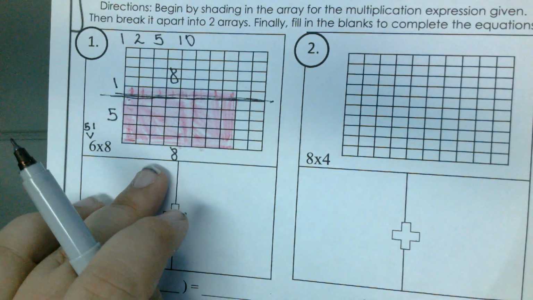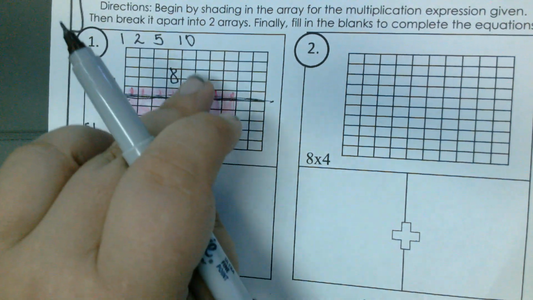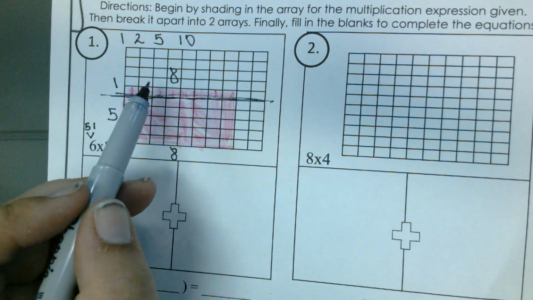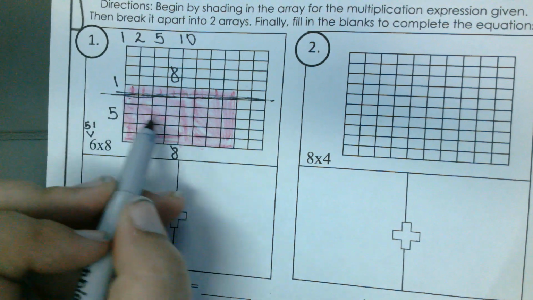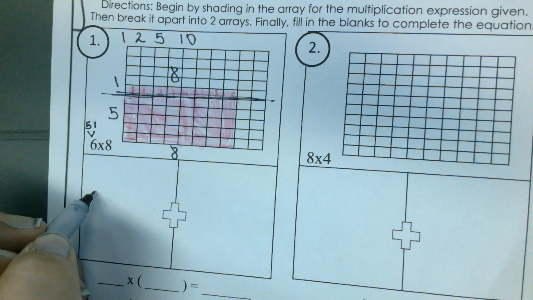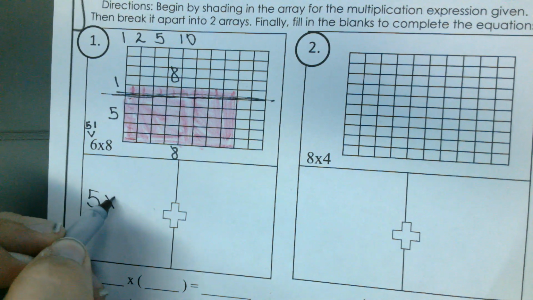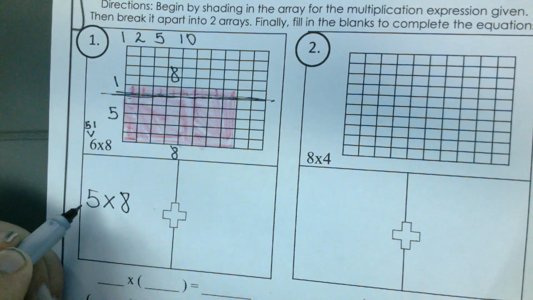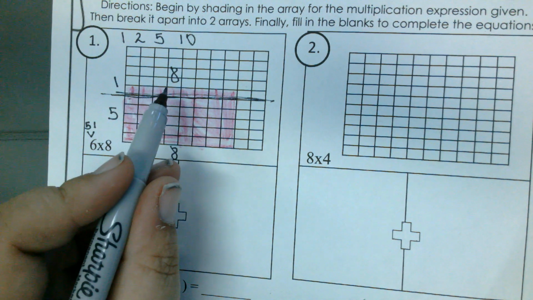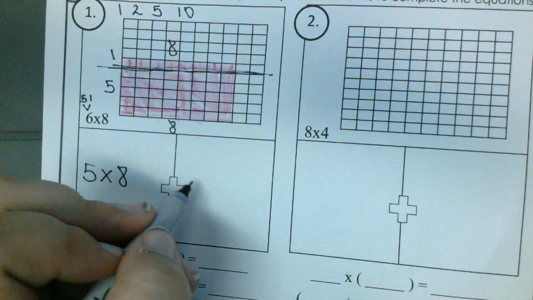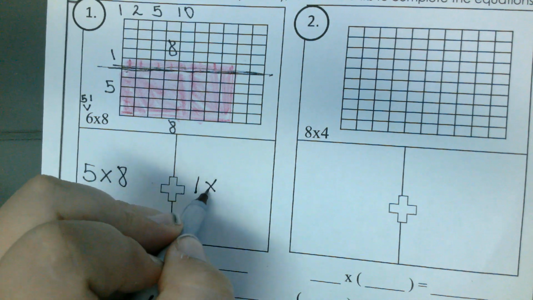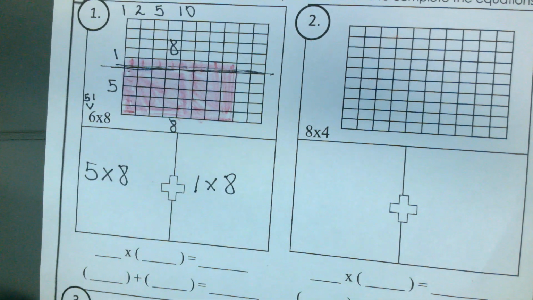The next step is to write an equation for each array, because now we've created 2 arrays. This array is 5 rows of 8, which means my equation would be 5 times 8. This array is 1 row of 8, which means its equation is 1 times 8.